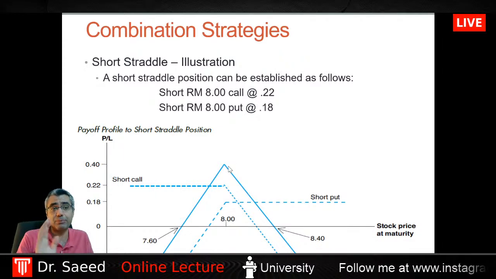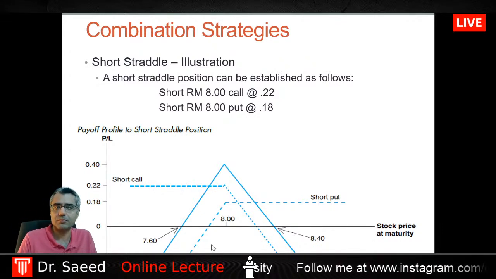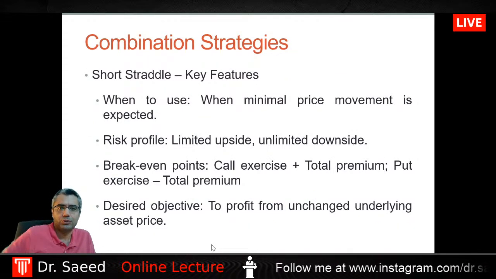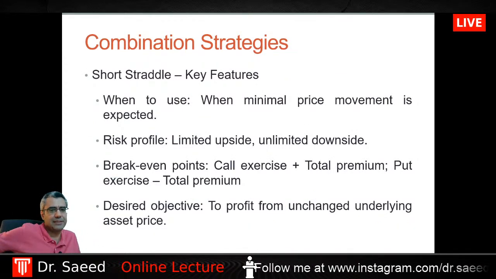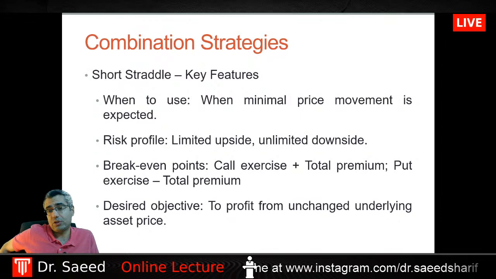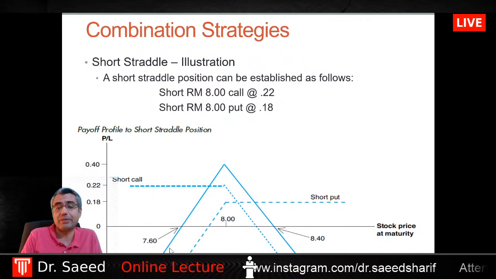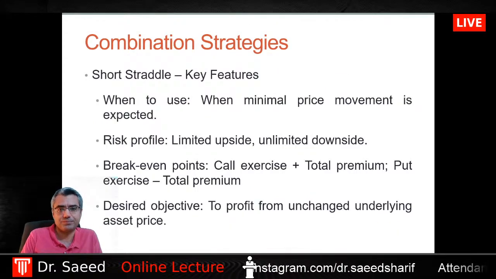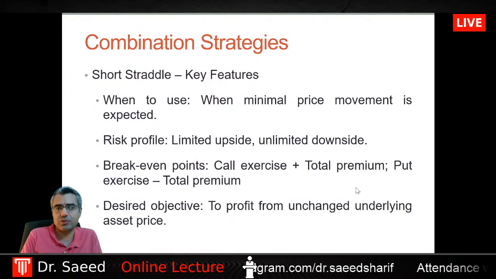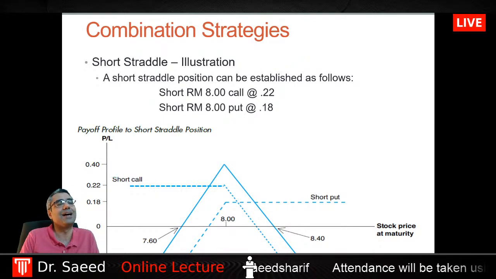So this happens when you believe the price won't change at all, right? You believe the company is stable over the next 3 months. So when minimal price movement is expected, your risk profile is limited upside, unlimited downside, you can see here. Your profit is limited, but your loss can be unlimited, right? And the break-even point is call exercise plus total premium. I already explained this to you. So it's $8 plus 40 cents, $8 minus 40 cents. These are the break-even points.